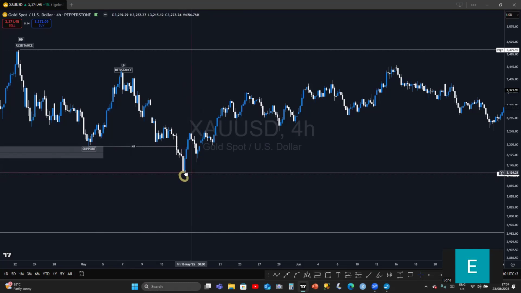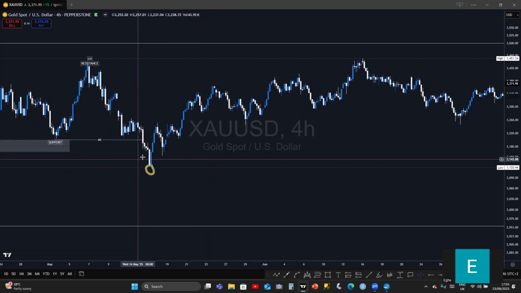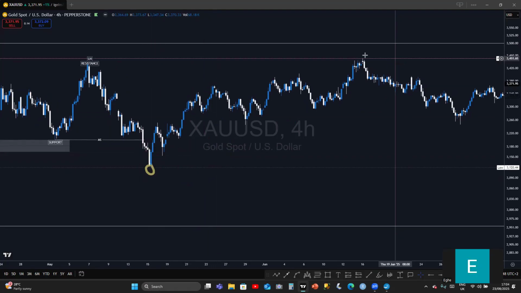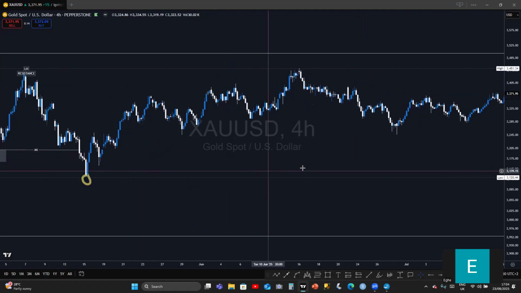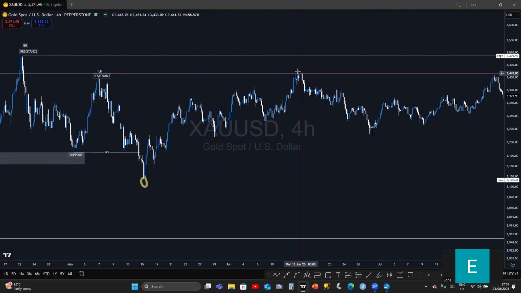Then it created a support. Now, this support simply means that there are buyers here. Buyers took over and pushed the price to the upside. Now, at the end of the day, what happened? Price created this level again. It created another high.